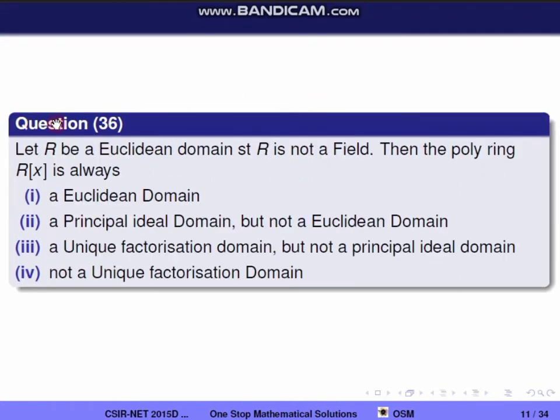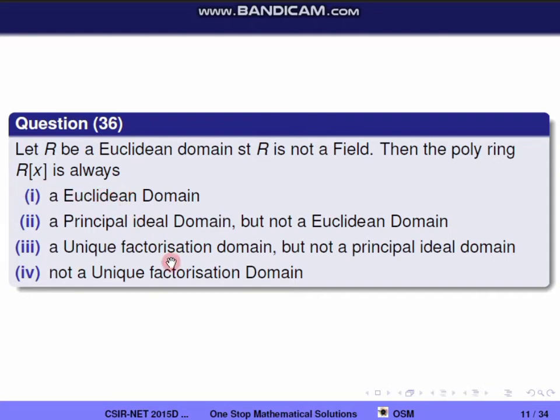Next question, question 36. Let R be a Euclidean domain such that R is not a field. Then the polynomial ring R[x] is always. So we are given a Euclidean domain which is not a field. Then we have to find the property of R[x].